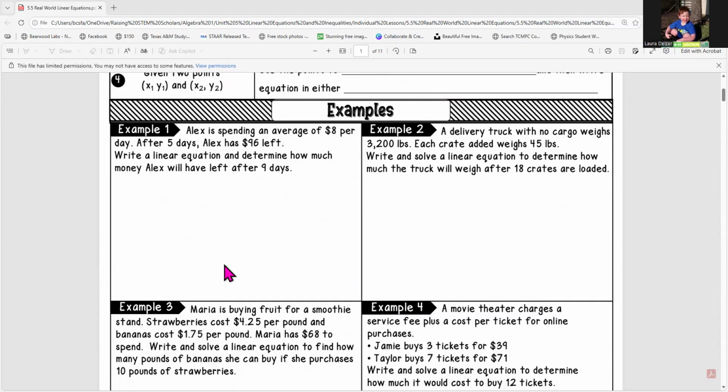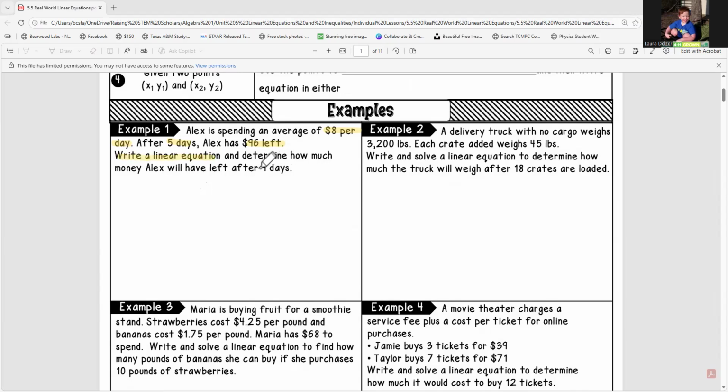Okay, so what does this look like in practice? Well, let's read this problem and let's see if there's anything that is important that we can get out of this problem. It says Alex is spending an average of $8 per day. That sounds like a slope, okay, because it's a rate. And then after 5 days, Alex has $96 left. That sounds like that's actually a point. And so they said to write a linear equation.